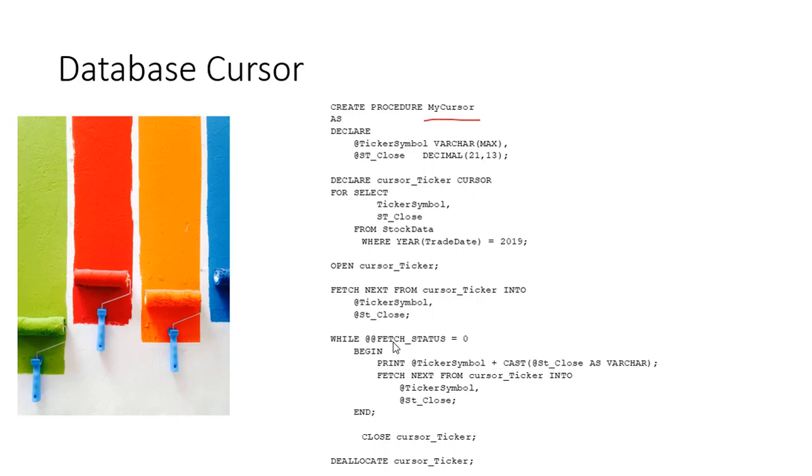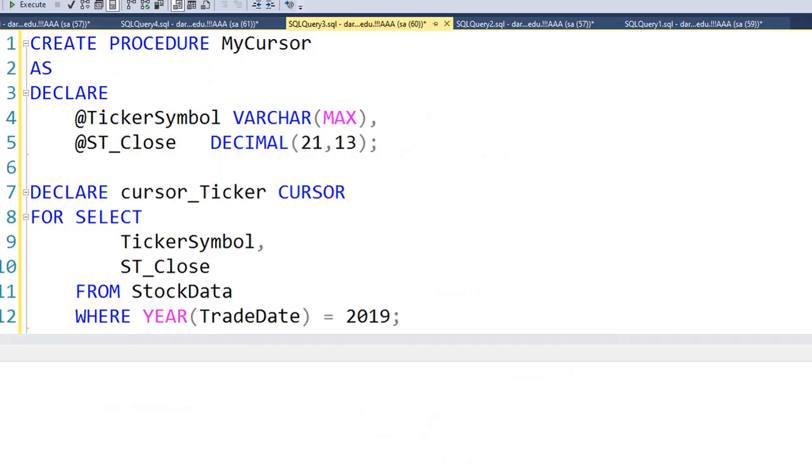So we say while @@fetch_status equals 0, we will continue to do that until there's nothing left to get. Here we begin and we print @ticker_symbol, the variable, plus, and we will cast the @close as a varchar so we can put those together. And we will fetch next from the cursor_ticker into @ticker_symbol and @close. We will continue to do that until there's nothing left to get. When there's nothing left to get, we will close the cursor and we have to deallocate it. Here is our stored procedure that we will execute and run.